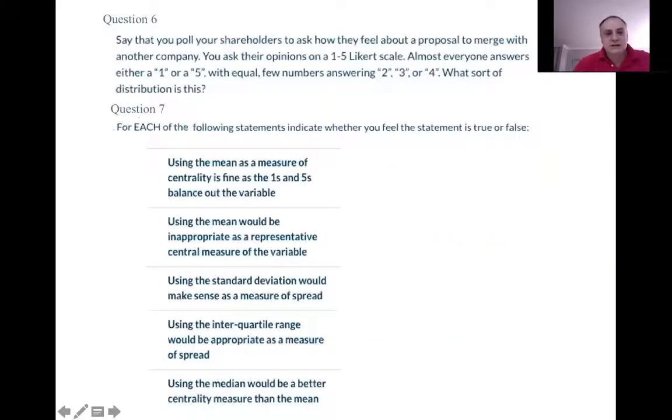When we look at question 6, you're using the Likert scale. For each of these statements, what is true or false? Using the mean as a measure of centrality is fine, as 1 and 5 balance out the variable. What we have here is a proposal to merge a company. Most people answered either 1 or 5, so this is what we call bimodal. It would go up, down, and then up again. If we just took the average, we would get a number, but that number wouldn't reflect the 1s or the 5s. So that's a bad measure to use.